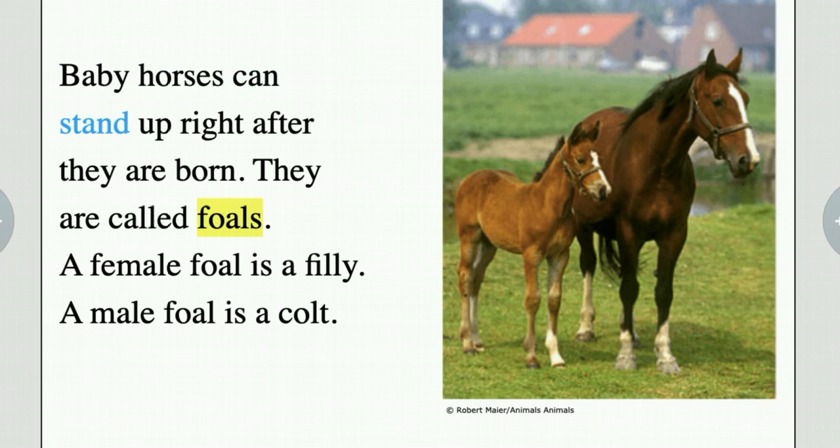Baby horses can stand up right after they are born. They are called foals. A female foal is a filly. A male foal is a colt.